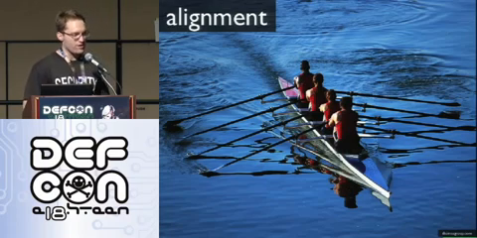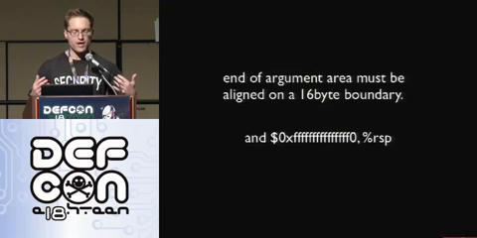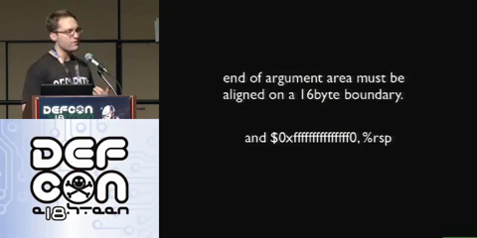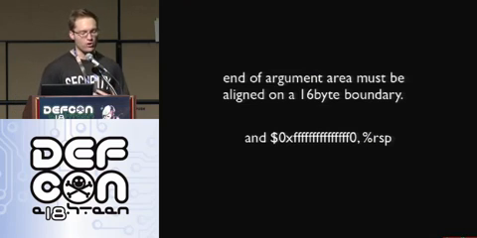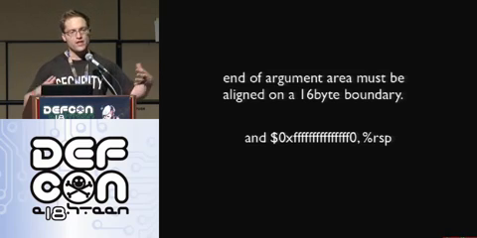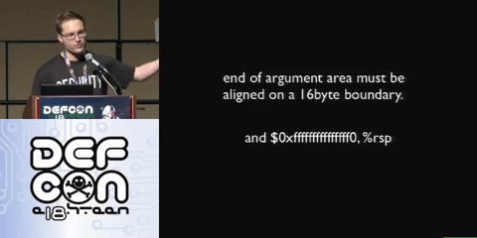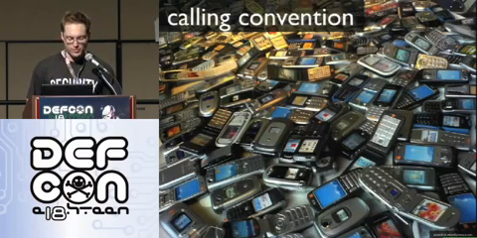The first thing we need to worry about is alignment. All that we really care about for alignment in this talk with function hooking is that the end of the argument area before you call a function has to be aligned on a 16-byte boundary. The way this is usually accomplished is either the compiler will generate code that never misaligns the stack, or you'll see instructions like this sprinkled throughout your code that are just aligning the stack pointer.